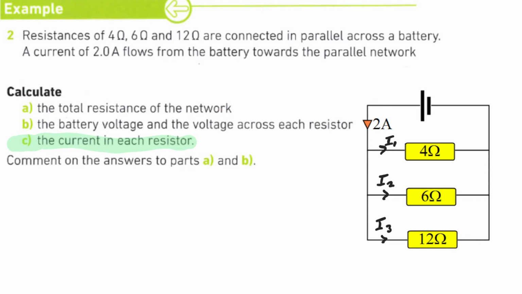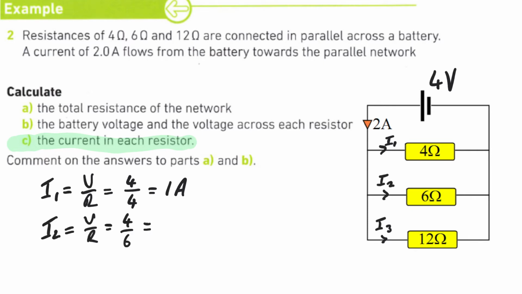Now we know the voltage here is 4 volts, so the current in the 4 ohm resistor is going to be related to the 4 volts we've put across it. So I is V over R, which is going to be 4 over 4. So I1 is going to be 1 amp. I2 is going to be 4 over 6, which is going to be 2/3 of an amp. And I3 is going to be the 4 volts over the 12 ohms now. And that's going to be 1/3 of an amp.